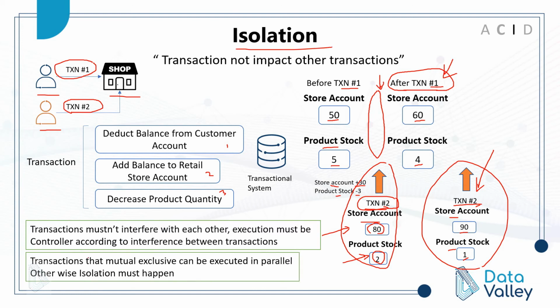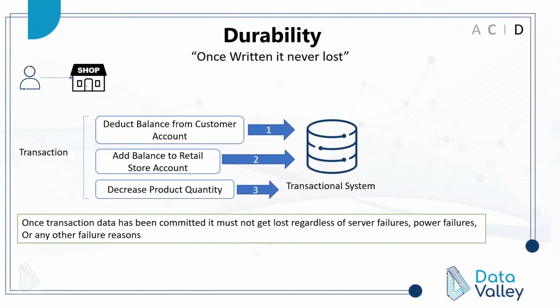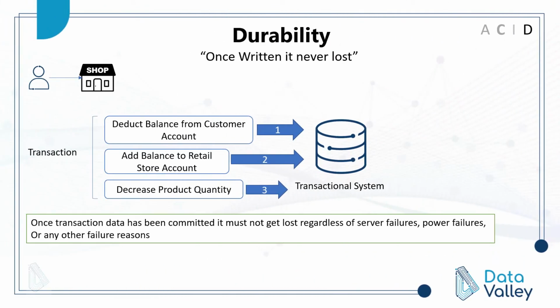So isolation means transactions must not interfere with each other, and execution must be controlled according to interference between transactions. Transactions that are mutually exclusive can be executed in parallel, otherwise isolation must happen. So simply, as we said at the beginning, a transaction must not impact other transactions. The last of the ACID properties is called durability, and by durability we mean that once data is written and committed, it will never be lost.